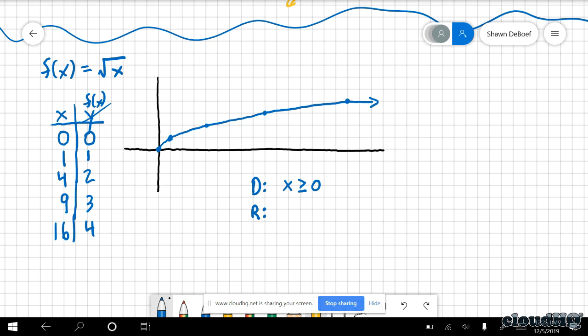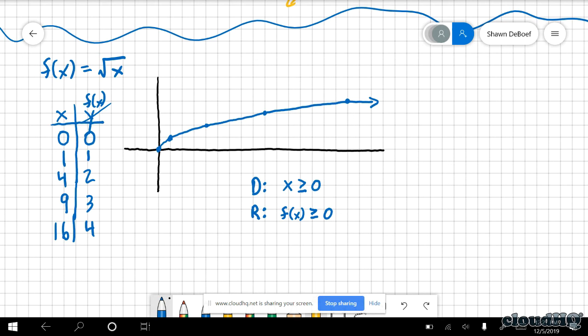What about the range? Well, if I had the other half of the sideways parabola, it would have been all real numbers, but I don't have the other half. My range is going up to positive infinity, but it has a lowest value to it. So we know that f of x was greater than or equal to 0.